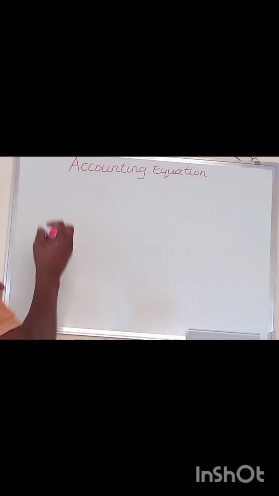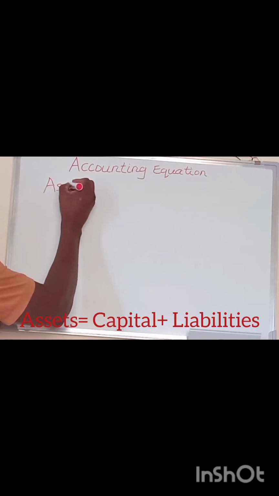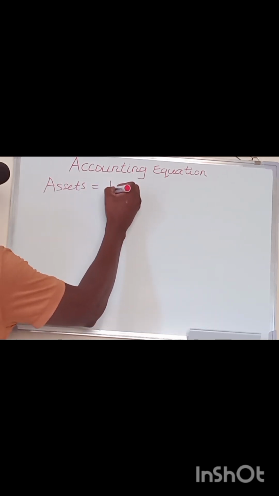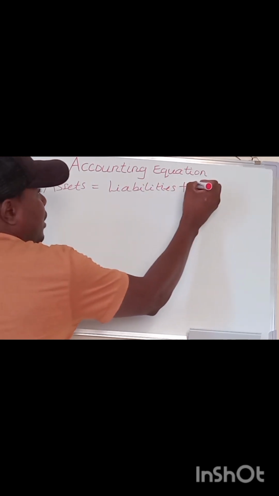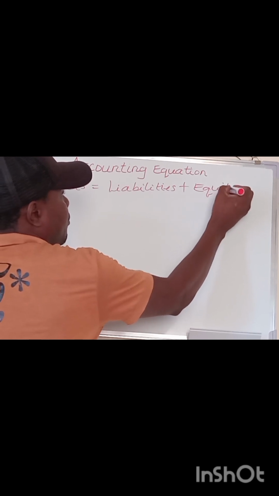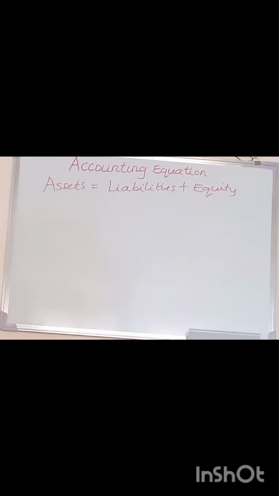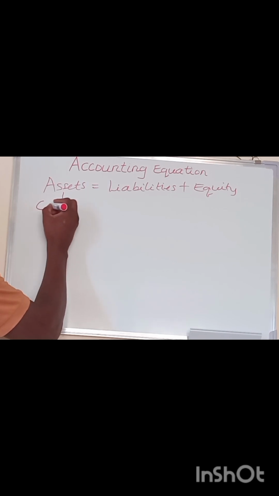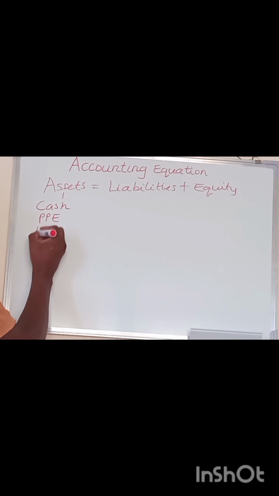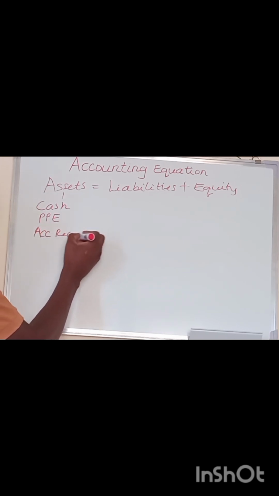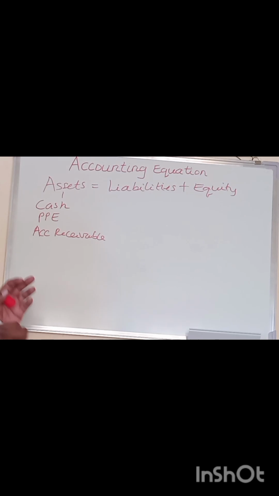So the equation stands like this: assets is equal to liabilities plus equity. So what are assets? Assets are the value of the things or particulars which are owned by the business. Examples of assets include cash, property, plant and equipment, accounts receivables, rent received, among others.